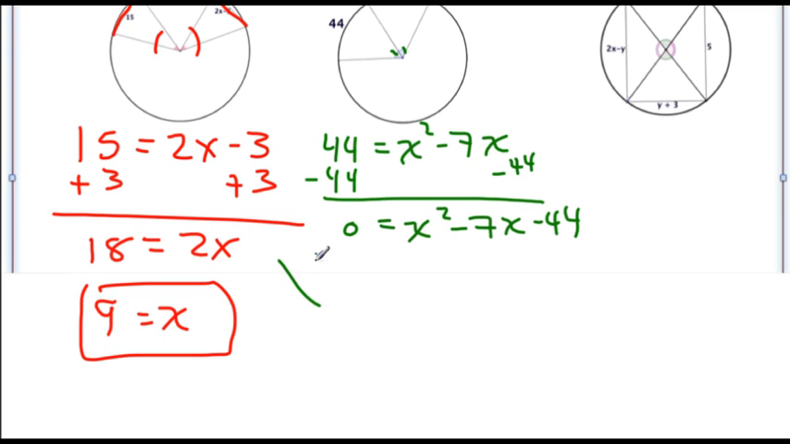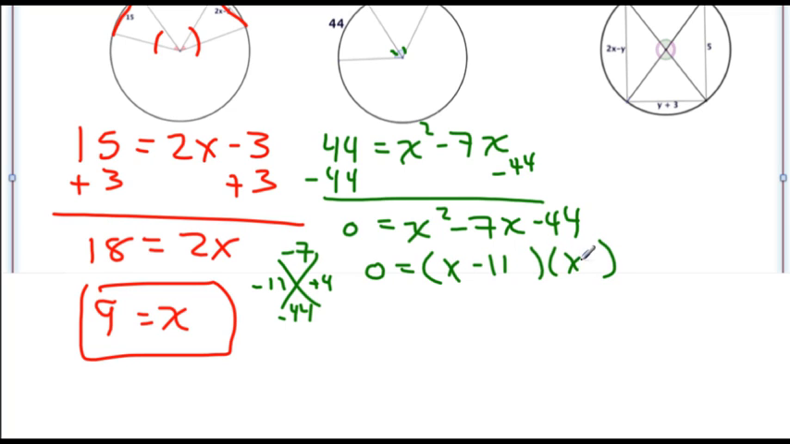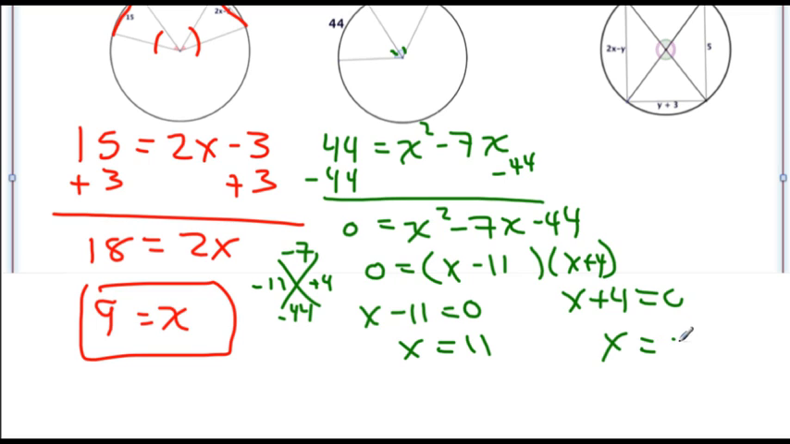Remember that, here, let's use this little x thing that Sully taught us a long time ago. We get negative 44, negative 7. Okay, what two numbers multiply to negative 44 and add to negative 7? We're looking at negative 11 and positive 4. All right, so 0 is going to equal x minus 11 times x plus 4. Now, because you're multiplying and it equals 0, you have to set each one equal to 0. All right, so you're going to get x equals 11 for the first factor, x plus 4 equals 0, and x equals negative 4.